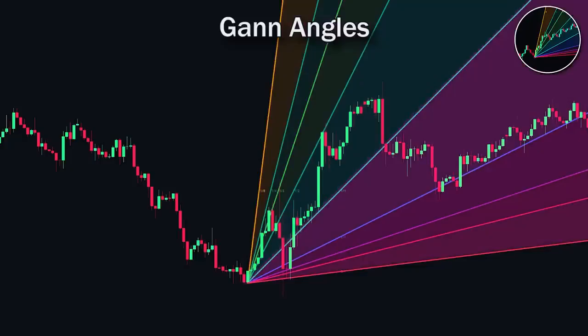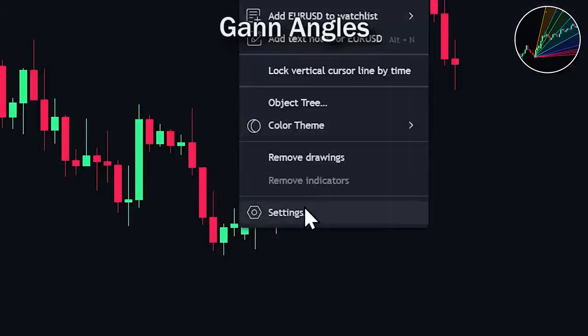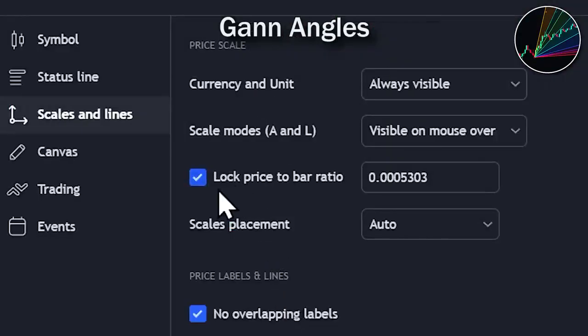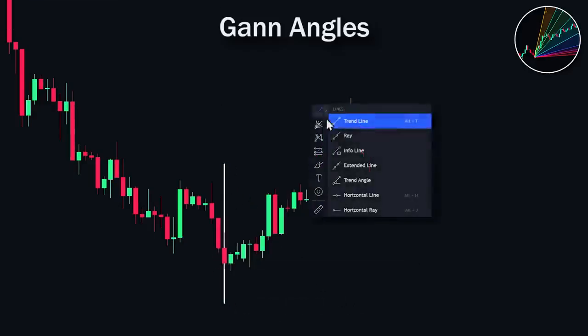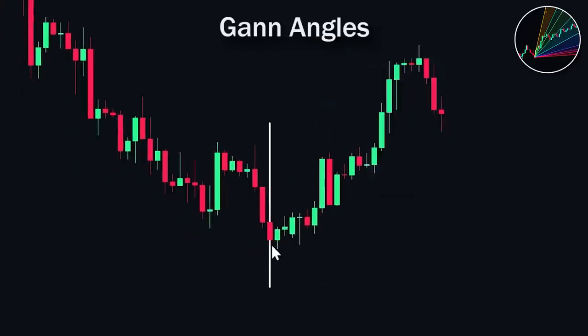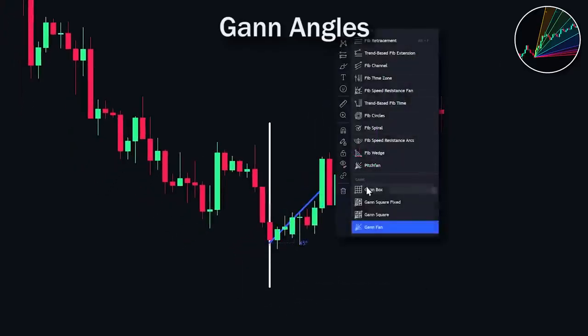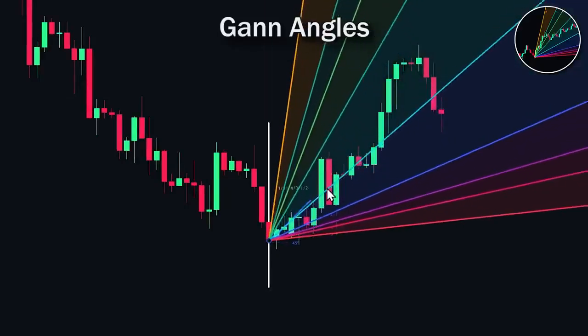To apply the Gann Angles, first you go to Settings, then make sure to check the lock price to bar ratio. Next, identify a market range and mark the swing low and the swing highs of that range. Then, draw a straight vertical line at the start of the range. After that, select the Trend Angle tool and measure 45 degrees. Then, use the Gann Fan tool and place it at the 45-degree angle.